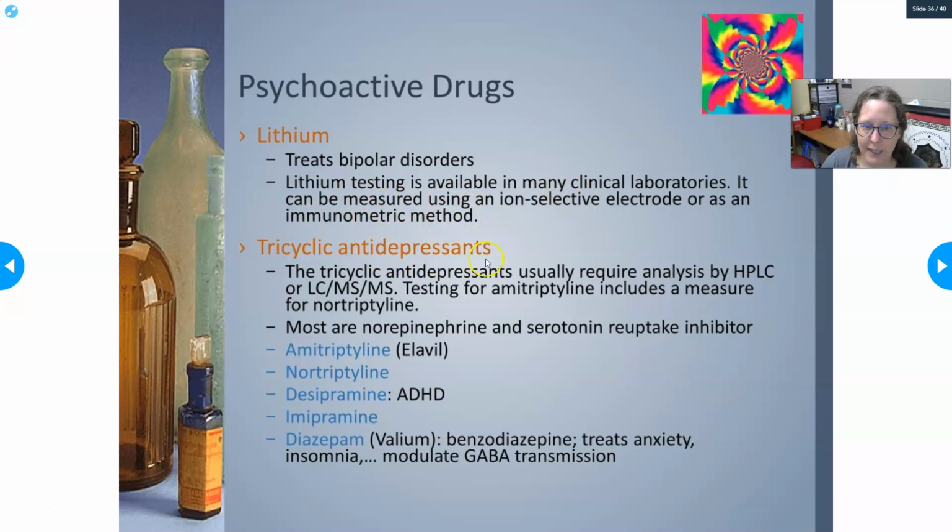Then your tricyclic antidepressants. These are actually often part of a traditional drug screen. Your drug screen immunoassay, those little cartridges, or sometimes run on the large chemistry analyzers. So usually if you want specific testing, you'll have to have high performance liquid chromatography or liquid chromatography tandem mass spec. And if you test for amitriptyline, you have to also measure nortriptyline.